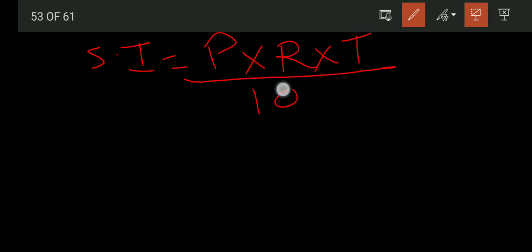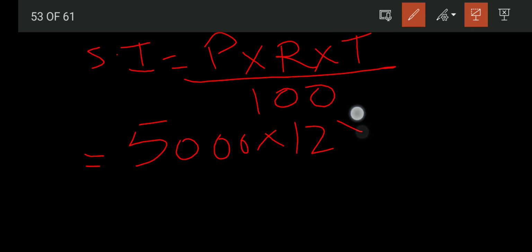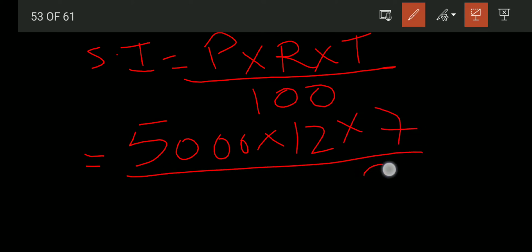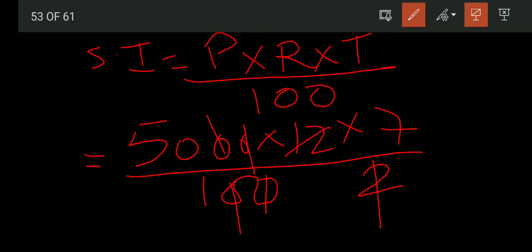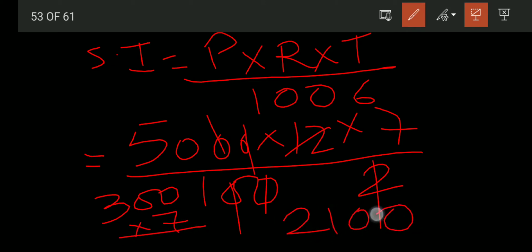PRT we know. SI is equal to principal into rate into time divided by 100. What is principal? 5,000. What is rate of interest? 12. What is time? That is 7 by 2, divided by 100. So the zeros get cancelled, 6 times. So this is 300 into 7. That comes to 2100. So what is simple interest? 2100.